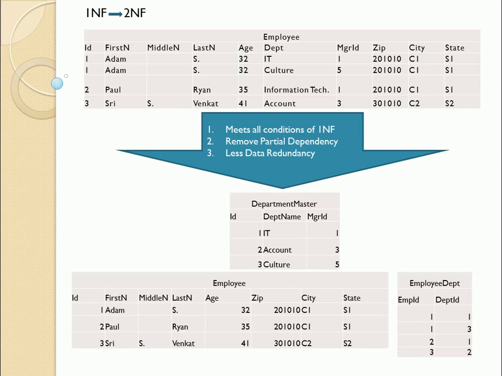To transform from first normal form to second normal form, a table should meet all the conditions of first normal form, and we should remove partial dependency. So in place of one table, now we have three tables. One is department master, which contains information about the departments of the organization. Then we have the employee table, and then the employee department table, which contains information about which employee belongs to which department. So here we have the database which we are going to take in this video.